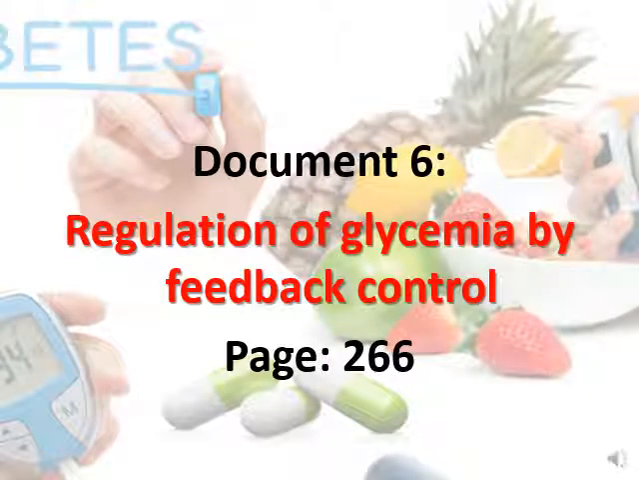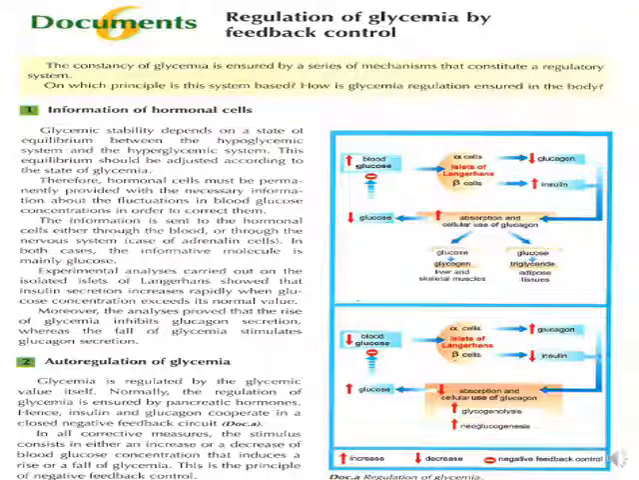Let's move now to the last document, document 6, talking about the regulation of glycemia by feedback control, page 206. The constancy of glycemia is ensured by a series of mechanisms that constitute a regulatory system. On which principle is this system based? How is glycemia regulation ensured in the body?